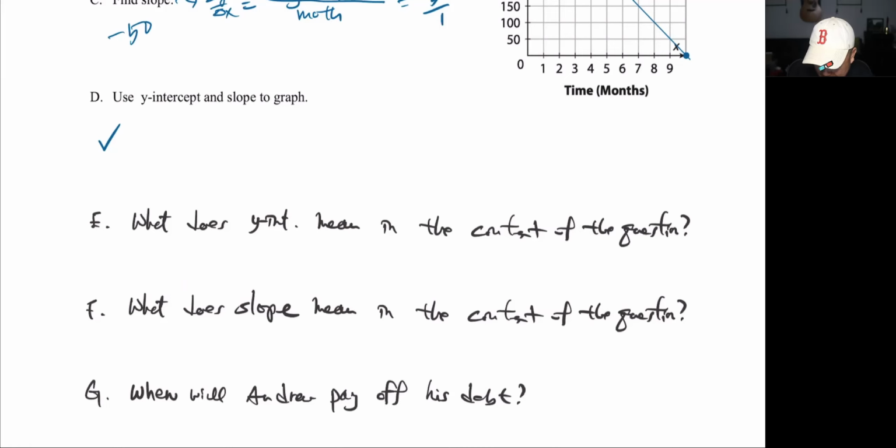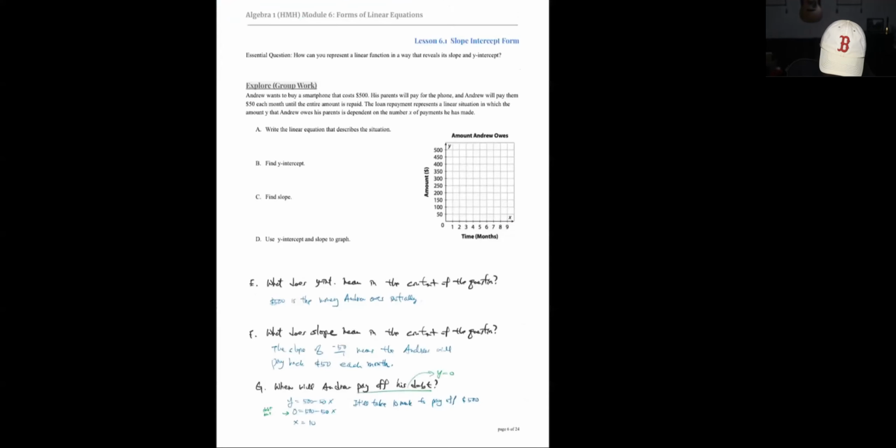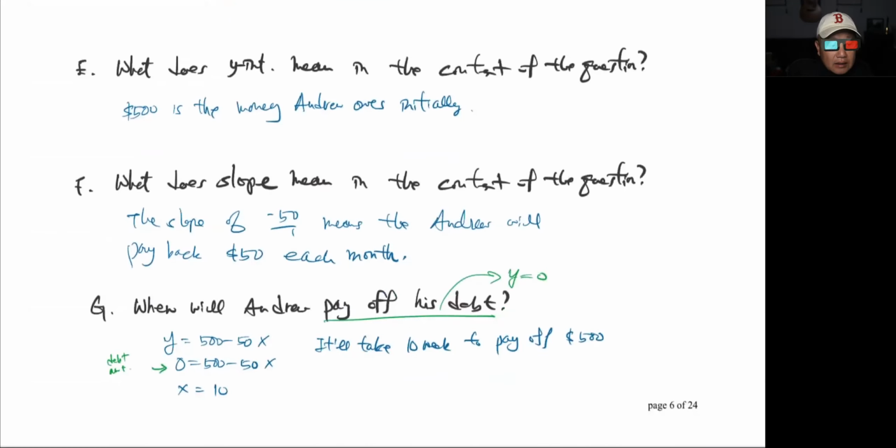Okay. I have actually completed those three questions for you ahead of time. And here it is. The y-intercept means the $500 is the money that Andrew owes initially, owes his parents initially, because his parents paid the $500. The slope is negative 50 over 1, which means Andrew will pay back $50 each month. Pay back means what he owes goes down, right?